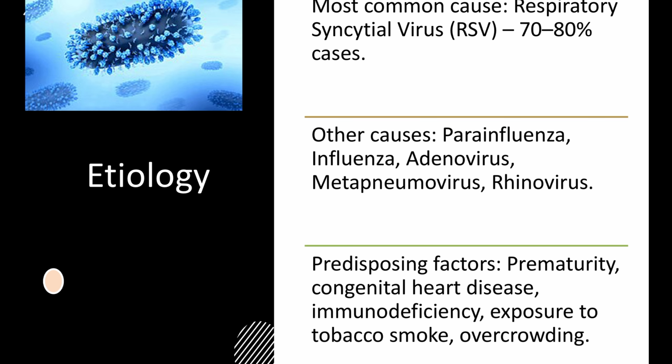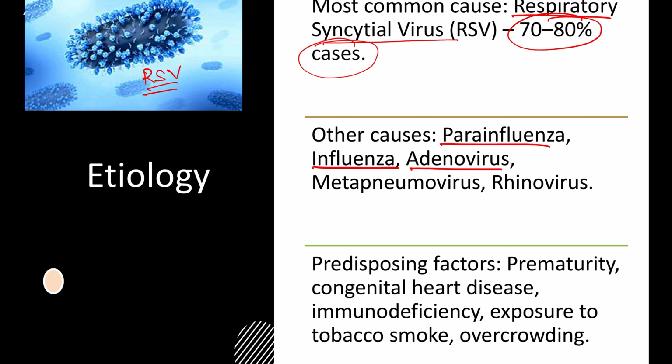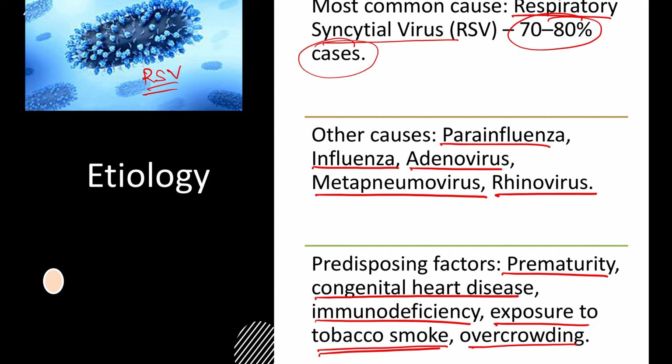The most common cause of acute bronchiolitis is respiratory syncytial virus, the RSV virus, which is the reason for 70 to 80% of the cases. Other causes include parainfluenza, influenza, adenovirus, metapneumovirus, and rhinovirus. Predisposing factors include prematurity, congenital heart disease, immunodeficiency, exposure to tobacco smoke, and overcrowding.